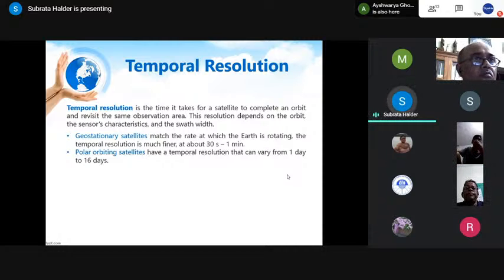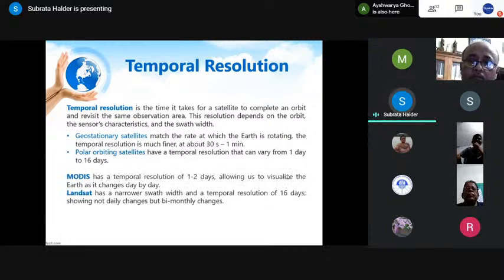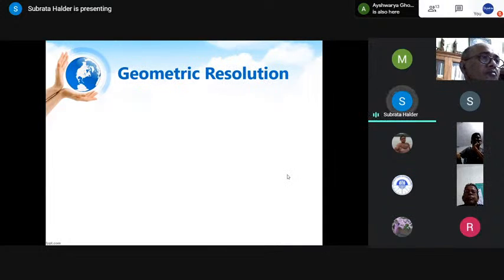Geostationary satellites match the rate at which the Earth is rotating. The temporal resolution is much finer, at about 30 seconds to 1 minute. Polar orbiting satellites have a temporal resolution that can vary from 1 day to 16 days. The MODIS satellite has a temporal resolution of 1 to 2 days, allowing us to visualize the Earth as it changes day by day. Landsat has a narrower swath width and a temporal resolution of 16 days, showing not daily changes but bi-monthly changes.